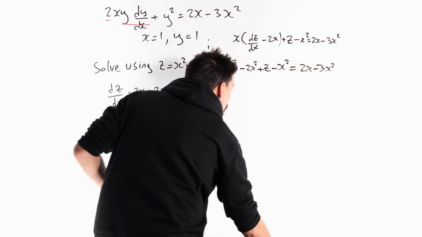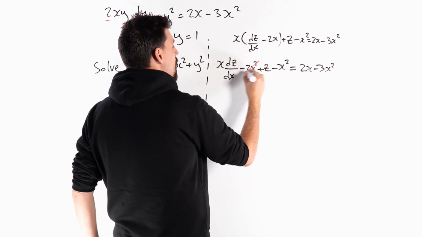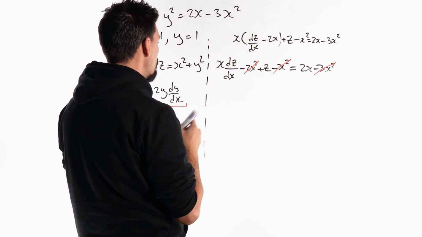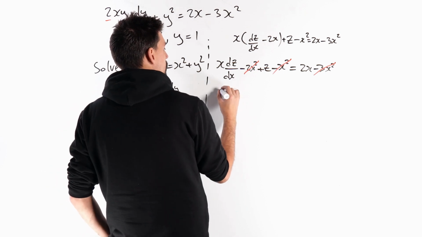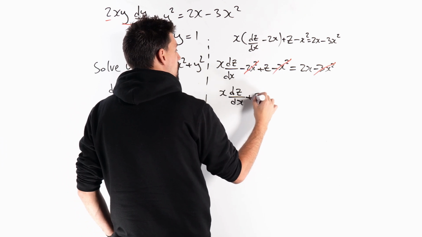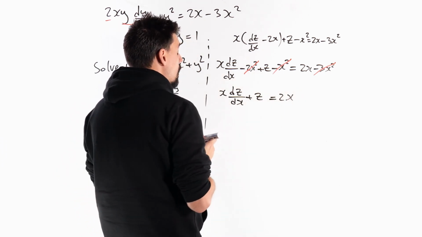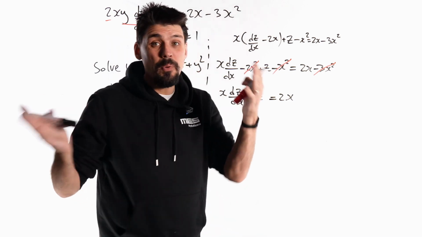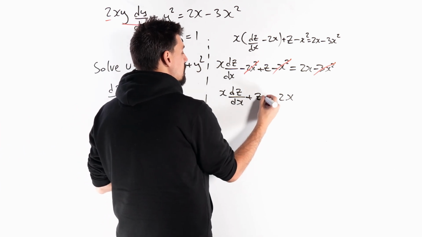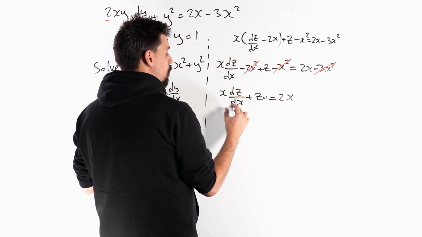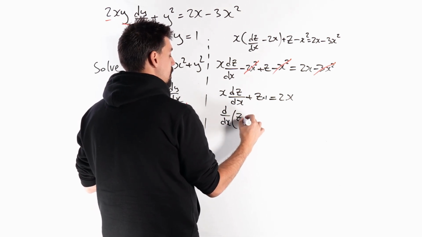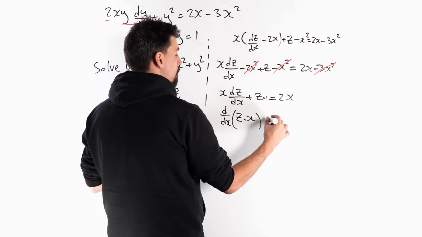Woo! All right, let's not get too excited, everyone, but minus 3x squared, minus 3x squared. So what we can do is we just need to solve x dz/dx plus z is 2x. Now, you might think, oh, integrating factor, but we don't need one. It's already there. If you think of that as z times 1, this is, in fact, already a product rule. That is d/dx of z times x.